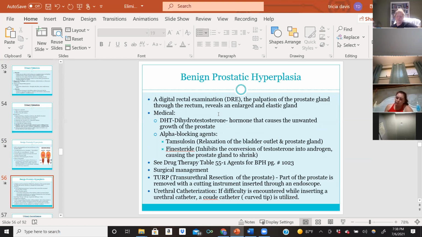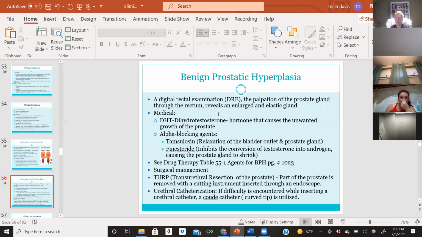So for medical interventions, we could give certain medications. So we could give medications that delay the release of DHT. DHT is a hormone that causes the unwanted growth of the prostate. We can also give alpha blocking agents. One example is tamsulosin or Flomax. This is going to relax the bladder outlet and the prostate gland to open up the ureters to allow that urine to come through. It's really going to enhance that urine flow.